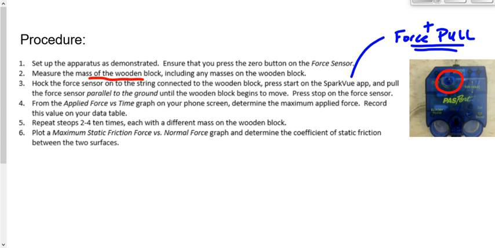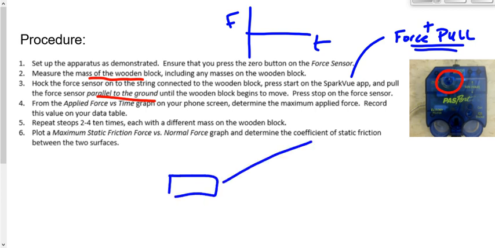You're going to see that graph of force versus time. And then I want you to press Start on the SparkView app. Then pull the force sensor. It's important to pull it parallel to the ground. I've italicized that because of the importance of that. If you pull it up like this at an angle, then we've got a problem.